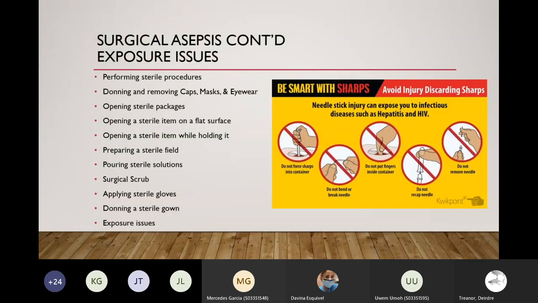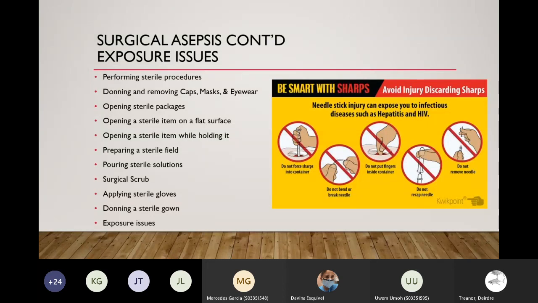Exposure issues are not as frequent nowadays due to safety devices on needles. So you always want to use a sharps container, but do not force it. If it's full, change it. Okay? And please don't put your fingers inside the sharps container, Tim. Just kidding. Do not bend or break needles. Do not remove a needle. Do not recap. There are going to be caveats to that, but in this world, we're going to say do not recap a needle.